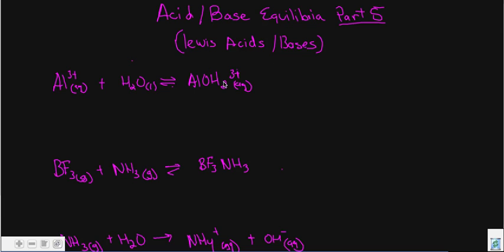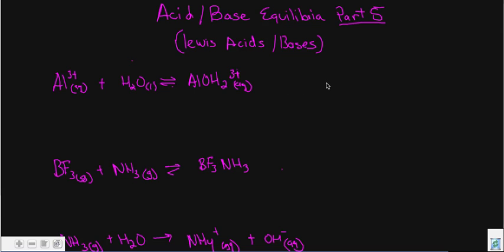So between the three theories, the Arrhenius model focused on what ions end up in solution: hydrogen ions for acids and hydroxide ions for bases. The Bronsted-Lowry focused on which one accepts a proton and which one transfers a proton. So an acid is something that donates a proton, and a base is something that takes it.